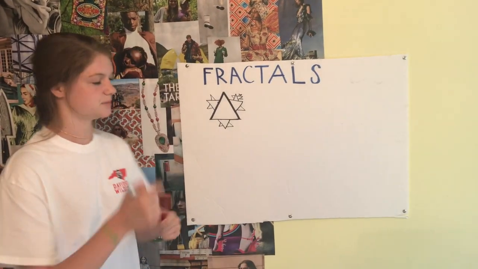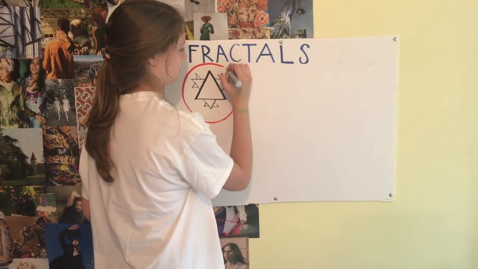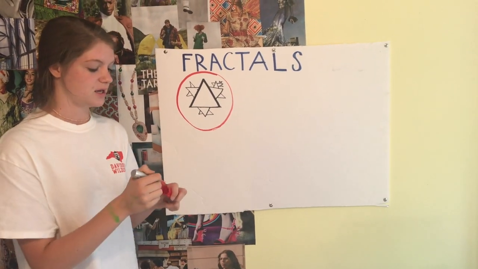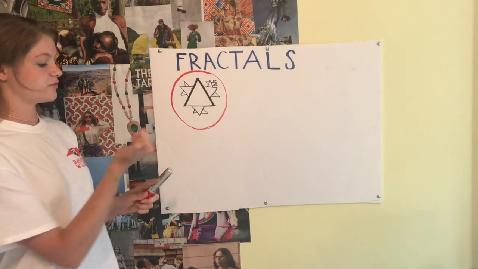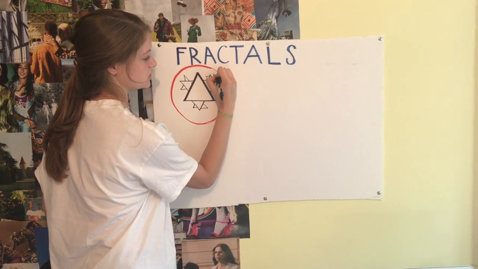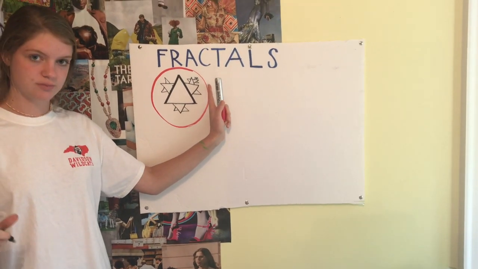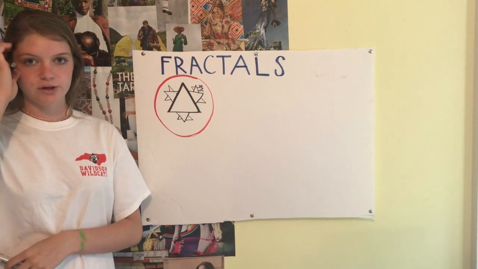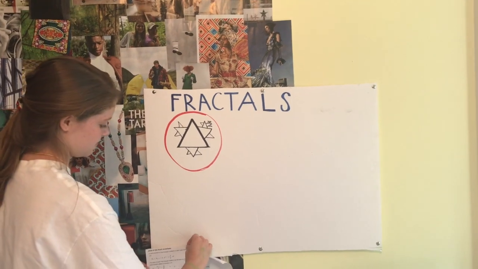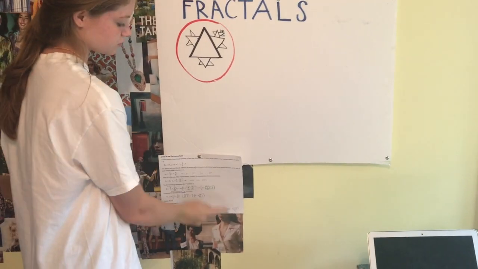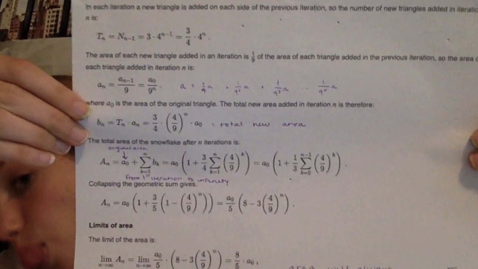To help describe this, if I were to draw a circle around this fractal, we know for a fact that even if we reiterated this fractal to even the atomic level, it will never reach outside of this circle. The area is finite, and this area can be calculated by this, showing that it will eventually approach a constant.